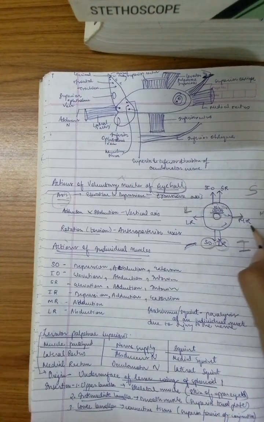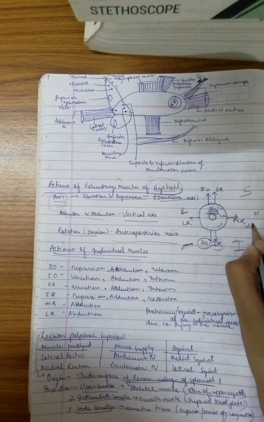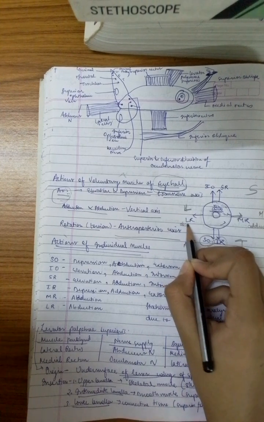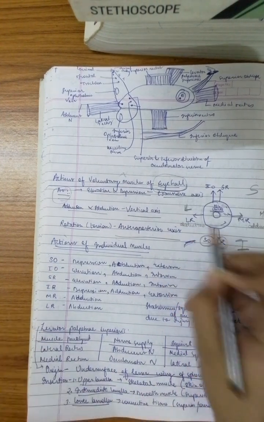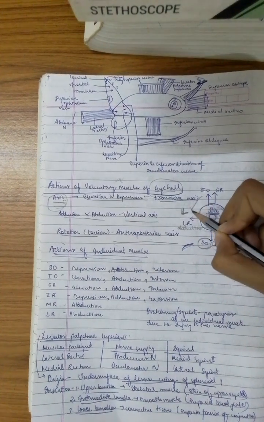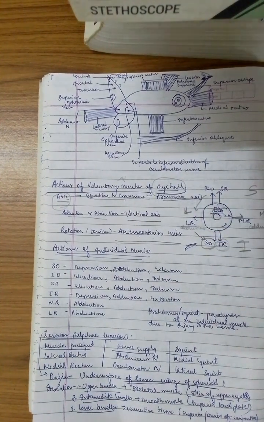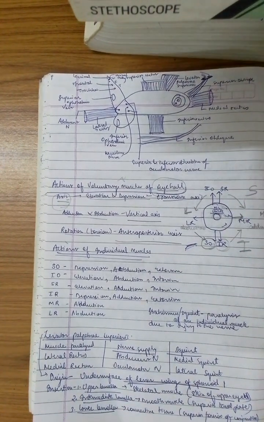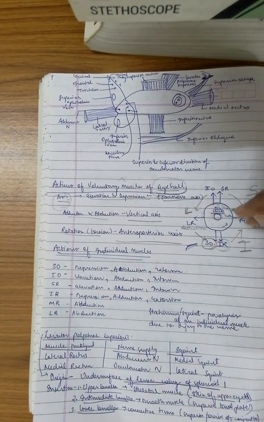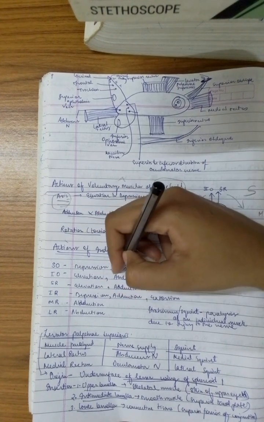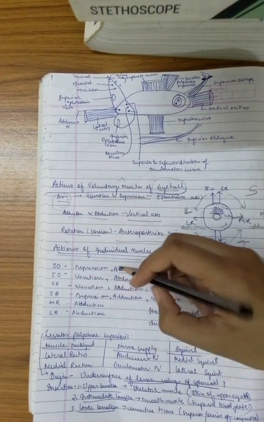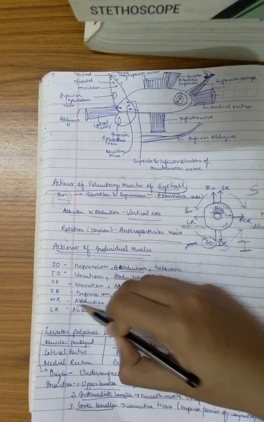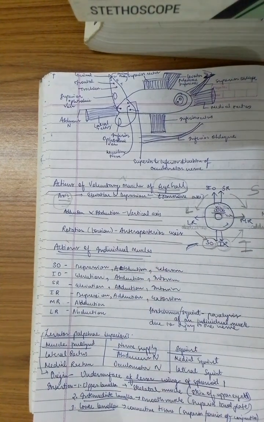Okay, now medial rectus is related to adduction. What is lateral rectus related to? It is related to abduction. So hence inferior oblique and superior oblique will also be related to abduction, and similarly superior rectus and inferior rectus will also be related to adduction. Okay, now as you can see, superior oblique is abduction, inferior oblique abduction, superior rectus adduction, inferior rectus adduction, and then medial rectus adduction, lateral rectus abduction. Okay, so that is done.